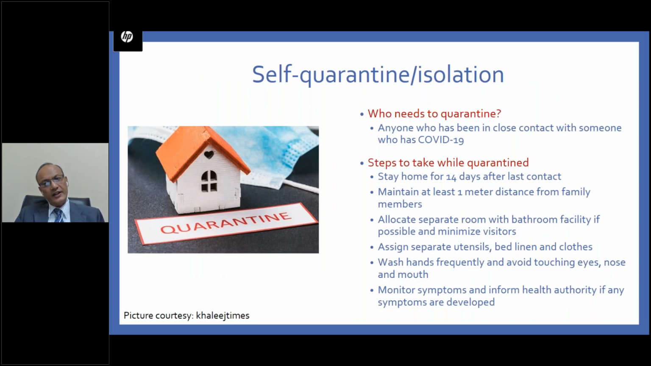Who needs self-quarantine? As I said, anyone who has been in close contact with someone who has COVID should undergo self-quarantine. And what are the steps to take while you are under quarantine? You must stay home for at least 14 days after the last contact. You must maintain at least 1 meter of distance from the other family members. Allocate a separate room with a bathroom facility if possible.